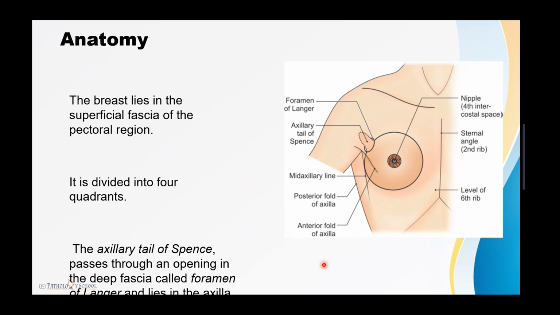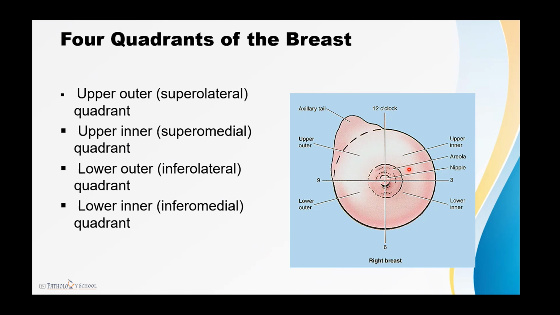The breast lies in the superficial fascia of the pectoral region. It extends from the second rib to the sixth rib. It is divided into four quadrants. There is also an axillary tail of Spence which passes through an opening in the deep fascia called the foramen of Langer and lies in the axilla. The four quadrants are called upper outer or superolateral, upper inner or superomedial, lower outer or inferolateral, and lower inner or inferomedial.